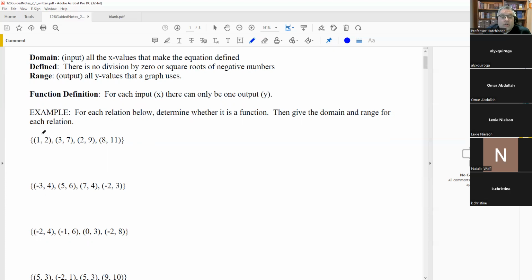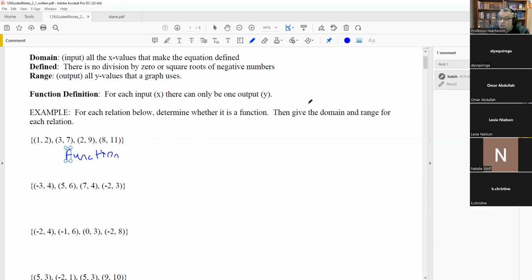All right, so first of all, to determine whether it's a function or not, we're going to look at each x value, and each x value should go to only one y value. So I have 1 goes to 2, 3 goes to 7, 2 goes to 9, 8 goes to 11. All those x values go to their own y value. So I know for sure that this one is going to be considered a function.